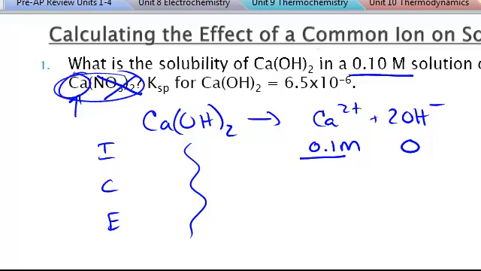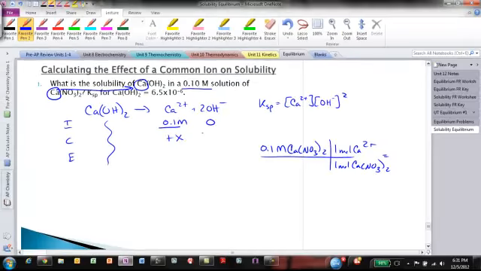That's the common ion. And all this common ion means is the thing you're trying to dissolve has something in common with the thing that you're dissolving it in. So it means we already had an ion there. You still do the change the same, plus x, plus 2x. This is 0.1 plus x, and this is 2x. But now when we plug these into our KSP, they give us 6.5 times 10 to the negative 6 equals, and we have 0.1 plus x times 2x squared.